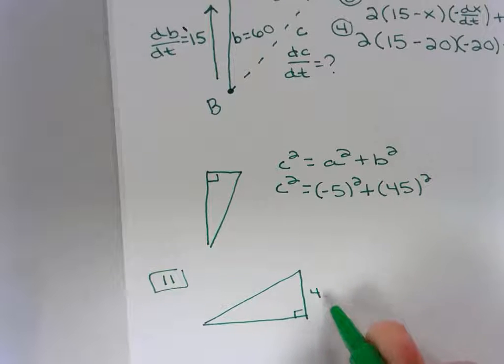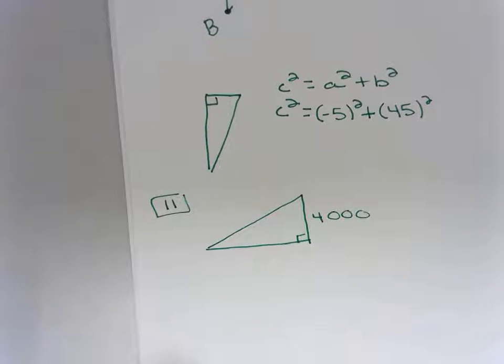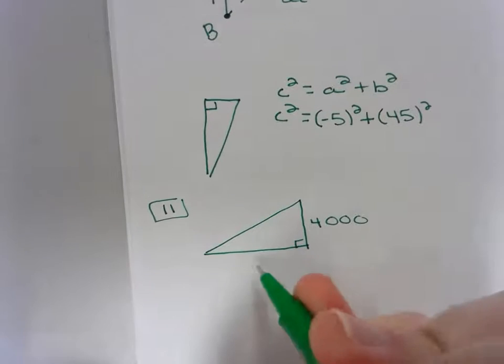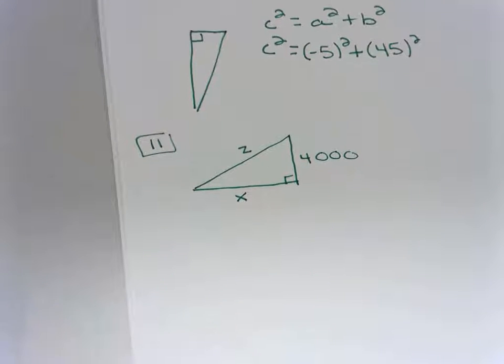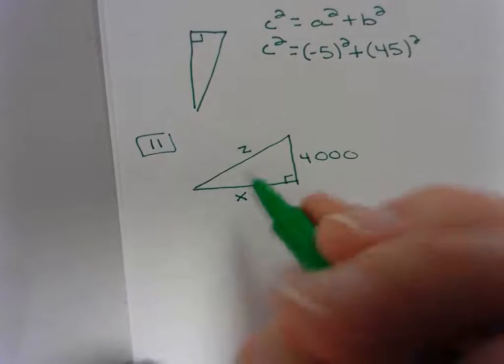The elevation is 4,000. Like I said yesterday in the example, elevation is always that constant, so it's going to be a constant of 4,000. Let's label this as x because it's horizontal, and let's label this as z. It doesn't really matter what you label them. I always do horizontal x, vertical y, hypotenuse. I usually pick c or z or whatever. And this is theta.